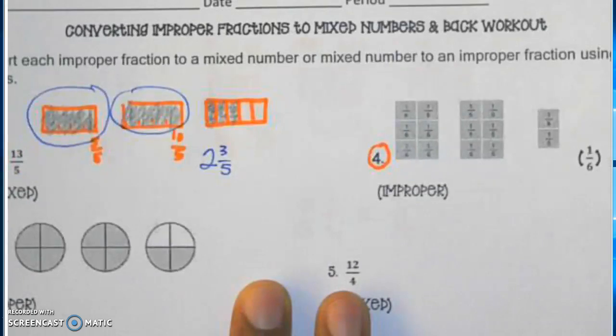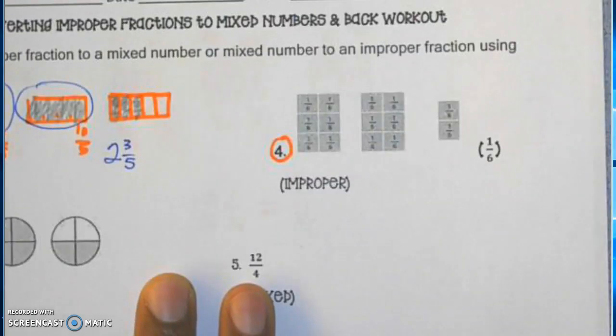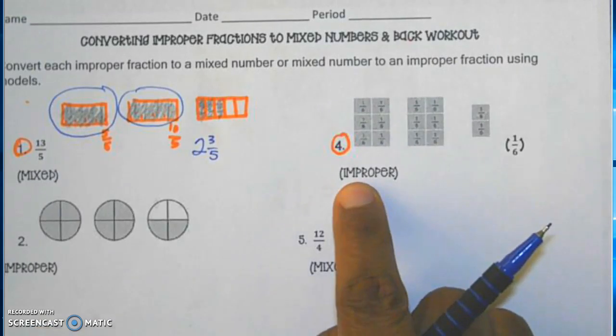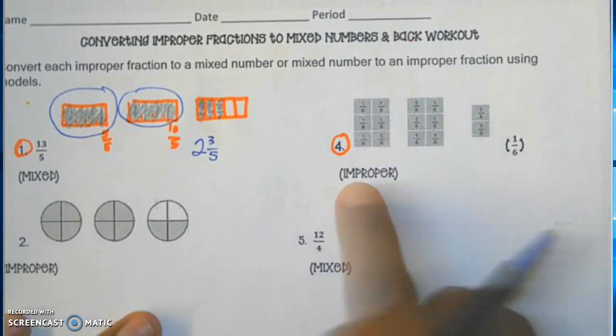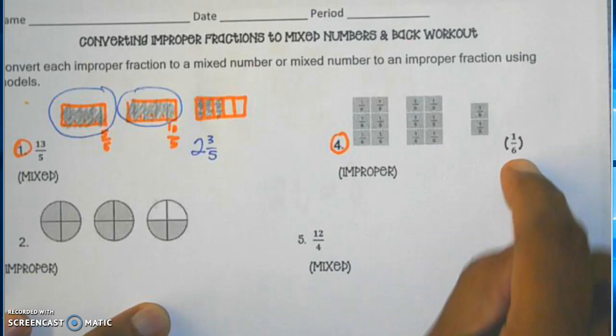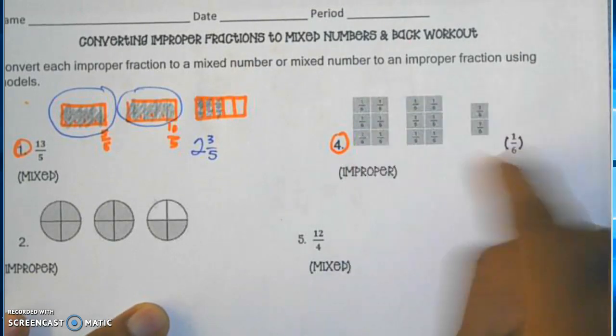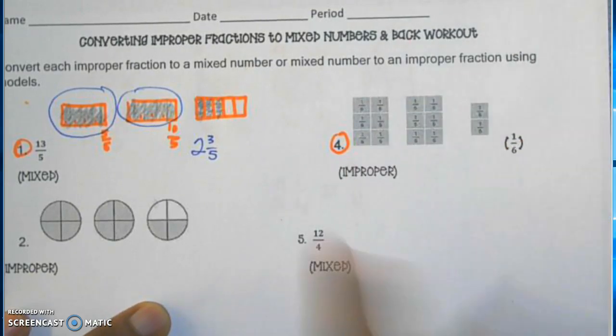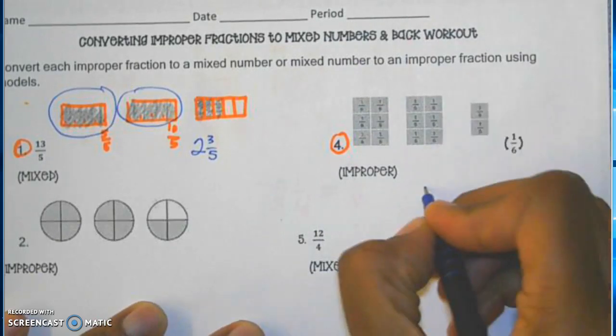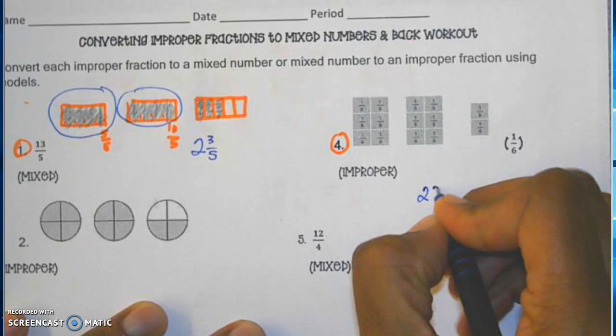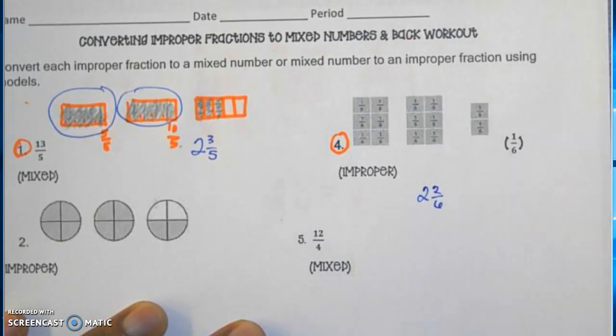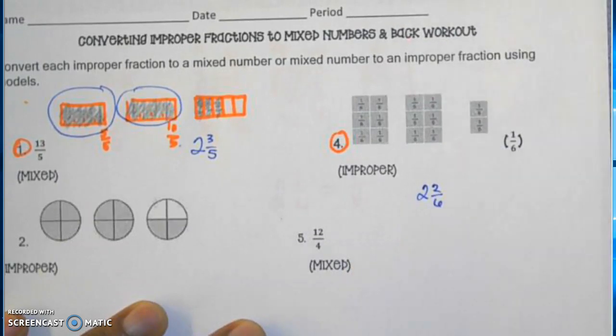Let's take a look at number 4. Number 4 says my answer should be improper, and I gave a note saying that these are broken into 6. So it's already broken down for me. I can see, if I look at the whole thing, I see 2 wholes and 2/6. 2 and 2/6. But I want to know how many 6ths are there.